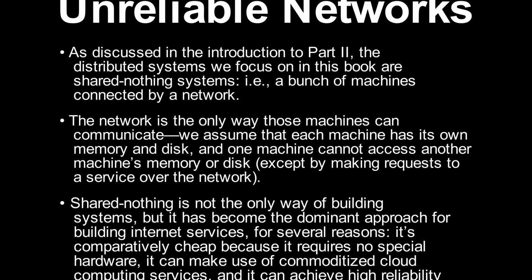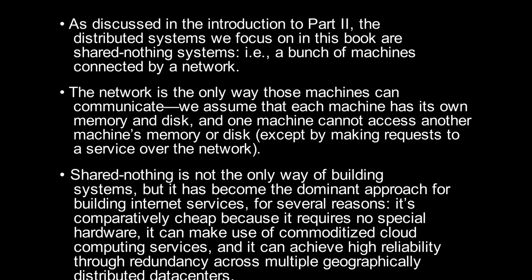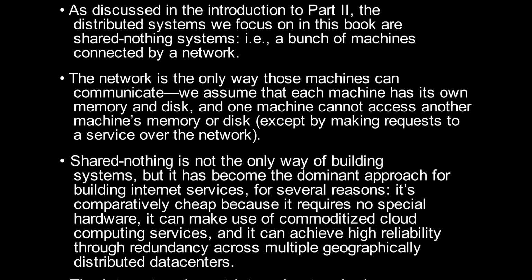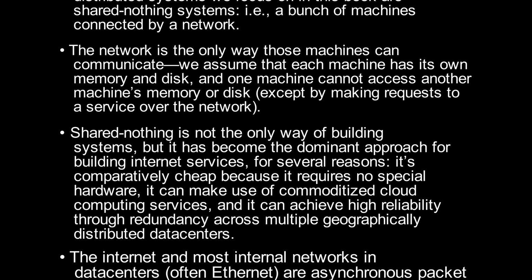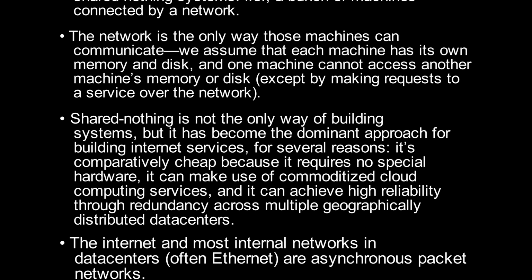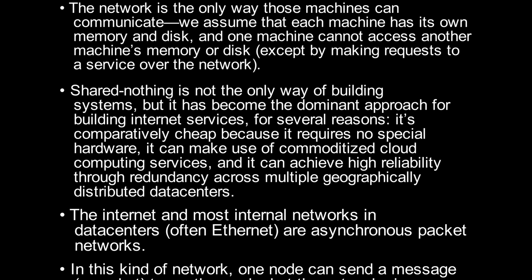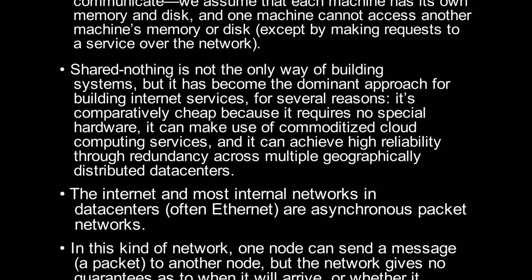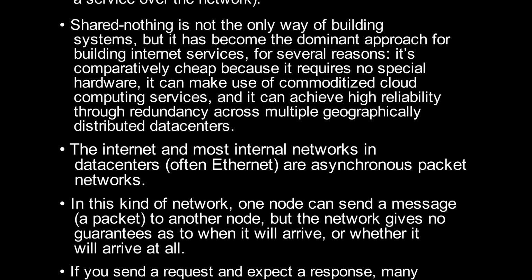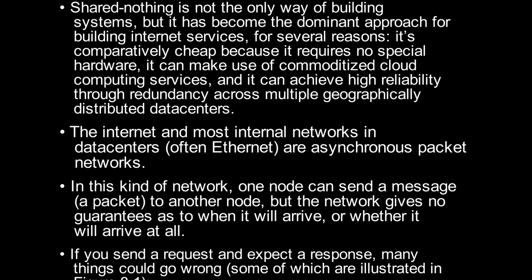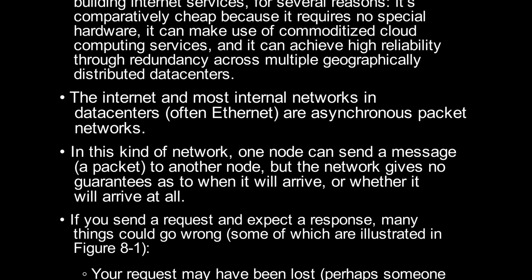Shared nothing is not the only way of building systems, but it has become the dominant approach for building internet services, for several reasons. It's comparatively cheap because it requires no special hardware. It can make use of commoditized cloud computing services, and it can achieve high reliability through redundancy across multiple geographically distributed data centers. The Internet and most internal networks in data centers, often Ethernet, are asynchronous packet networks. In this kind of network, one node can send a packet to another node, but the network gives no guarantees as to when it will arrive, or whether it will arrive at all.